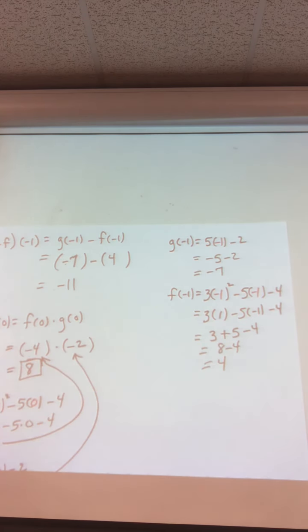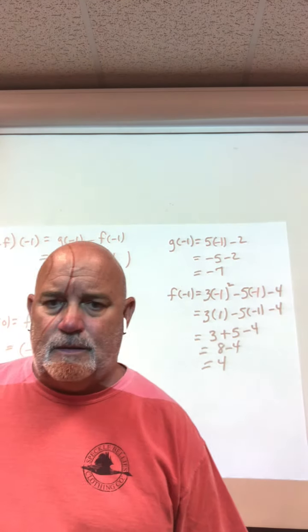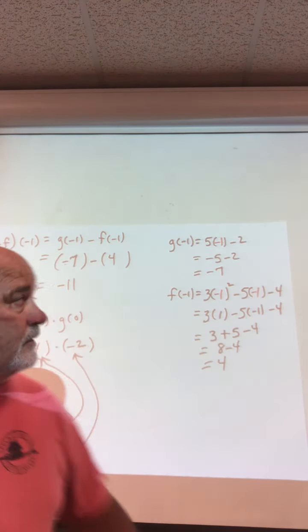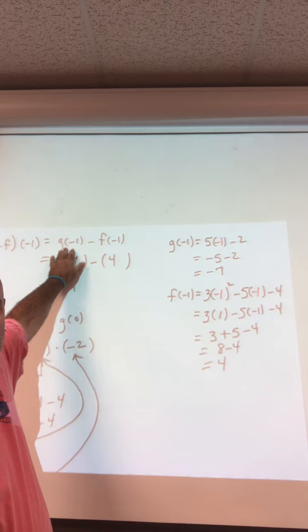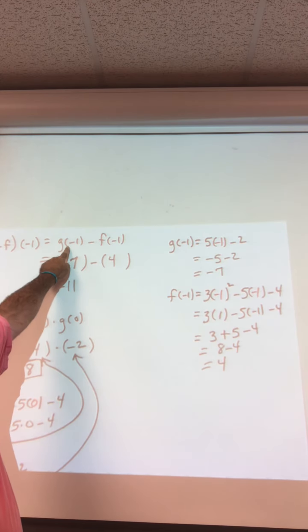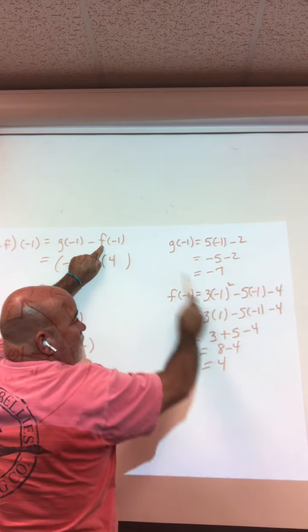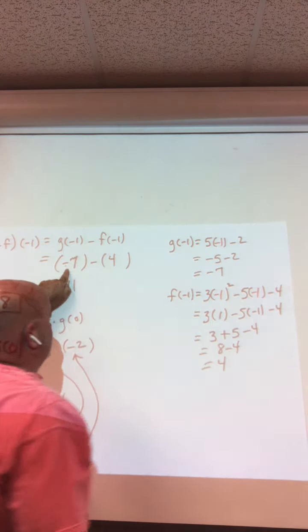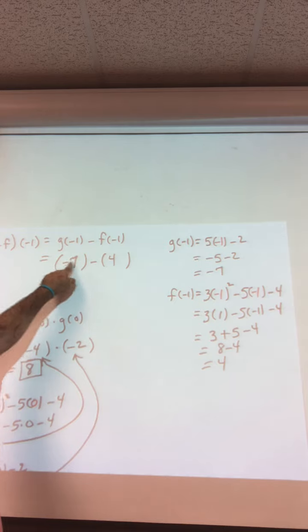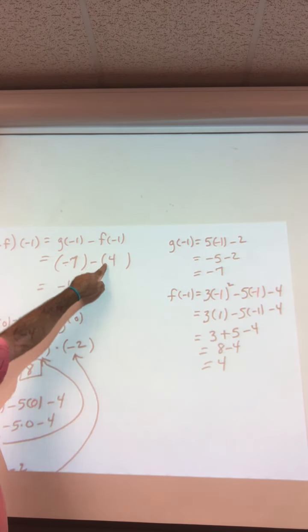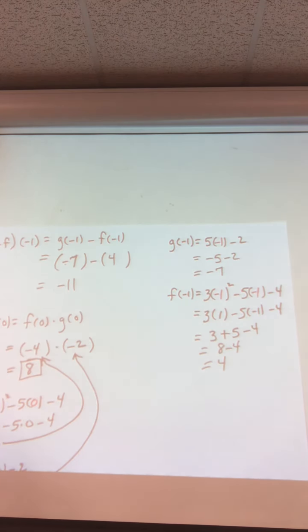Let me see what you're looking at here. Okay, g of negative 1, you plug negative 1 in for x. f of negative 1, you plug it in there and there. That's where these two numbers go right there. And then negative 7 minus 4, of course, is negative 11.